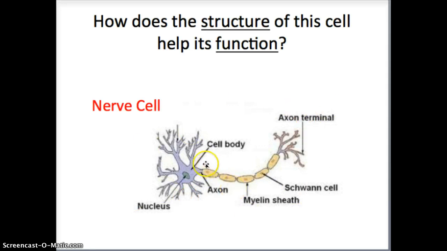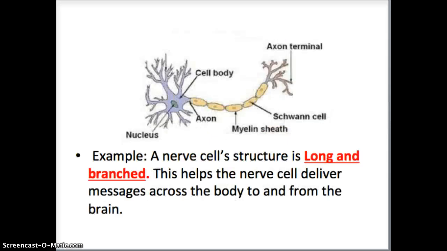Well, this structure has small finger-like projections coming out, and this is so that it can receive and send messages from here to here across the body. So you can see how the structure of a cell helps its function. Like I said, a nerve cell structure is long and branched. This helps the nerve cell deliver messages across the body to and from the brain.